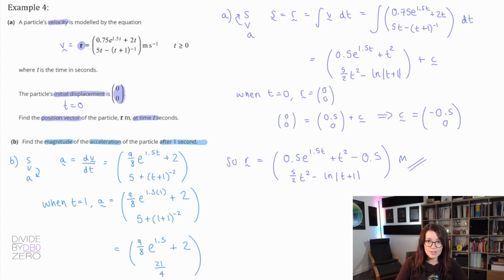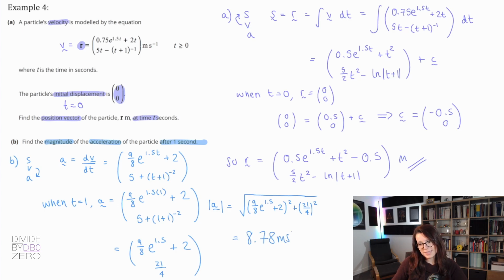Reason being, I don't want to lose accuracy when I then find the acceleration magnitude. So the magnitude of the acceleration using Pythagoras is going to be this. And that works out to be 8.78 meters per second squared, to 3 significant figures, unless stated otherwise.